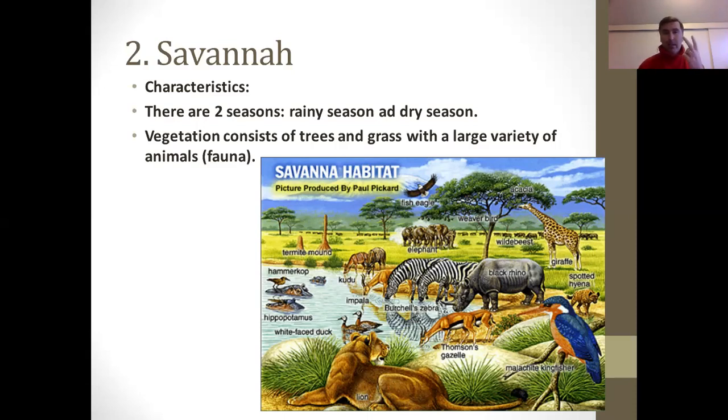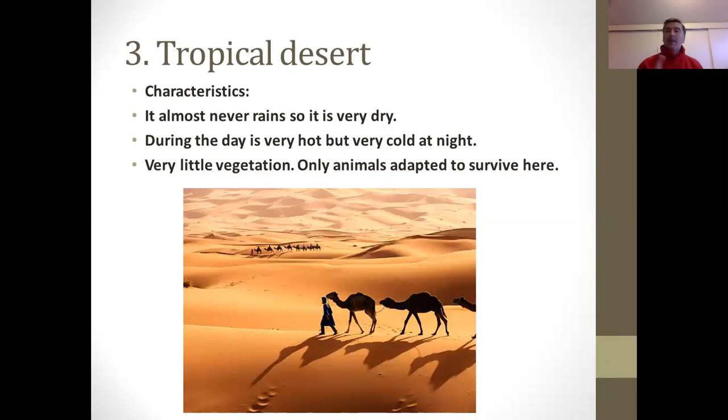Remember, the savannah, the second tropical landscape. The third one is the tropical desert. Believe it or not, the desert is a tropical landscape because it's located between the tropics. So the characteristics of the desert are very simple: it almost never rains. It's very dry, muy seco. During the day, it's very hot, very hot. But at night, it's cold, it's very cold.